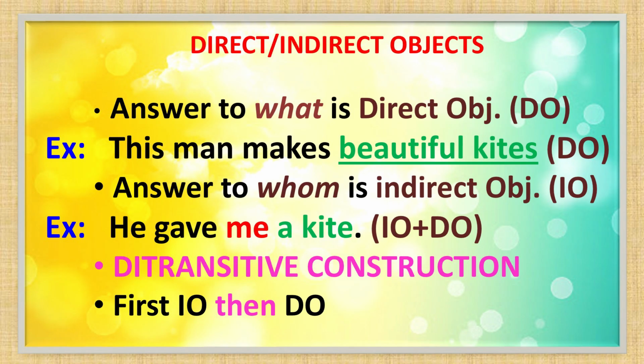So, we need two objects for passivization. Any object may be there, I mean the direct object may be there or the indirect object may be there in the sentence, and we make it passive accordingly. Sometimes we have both objects, DO and IO, in an English sentence.